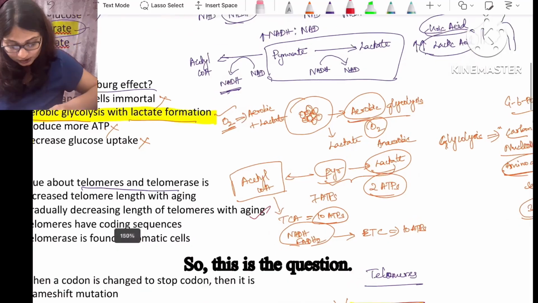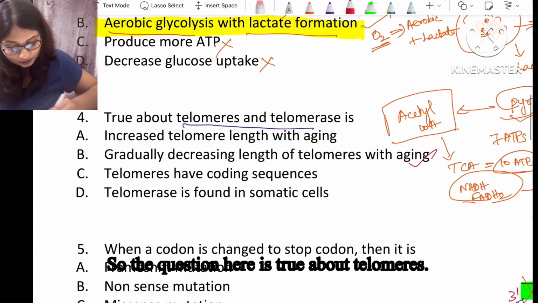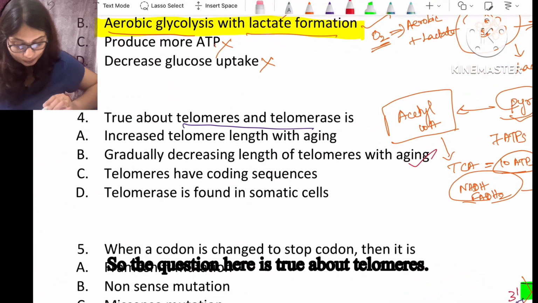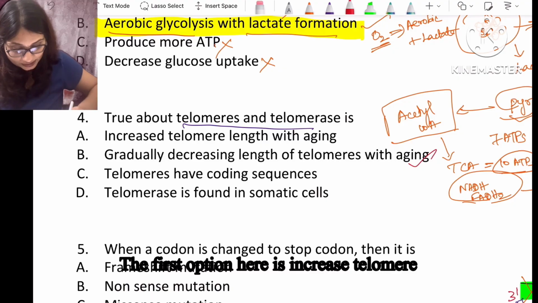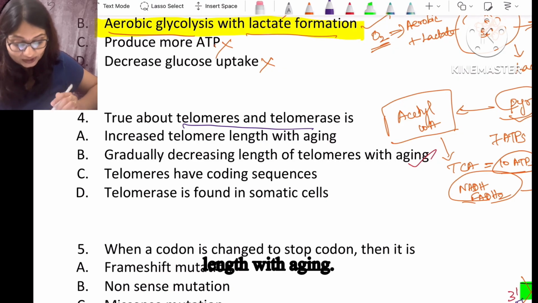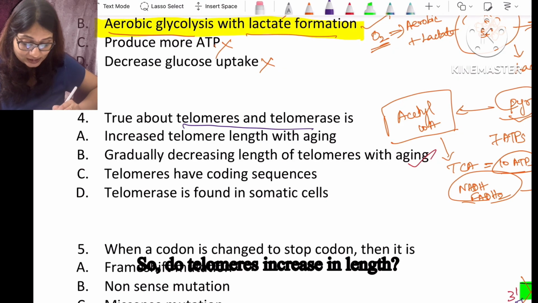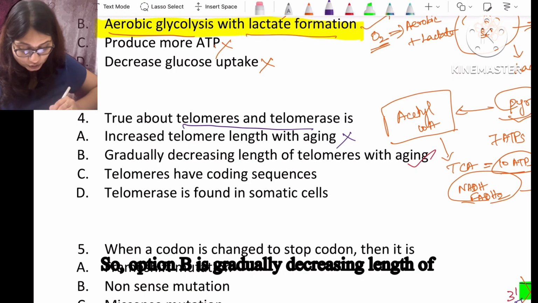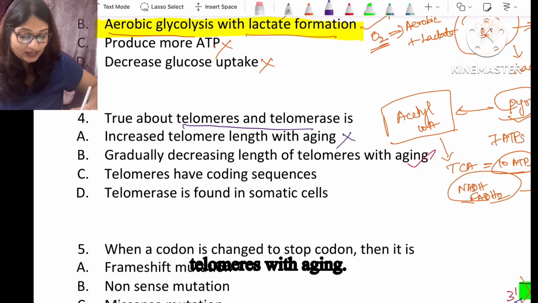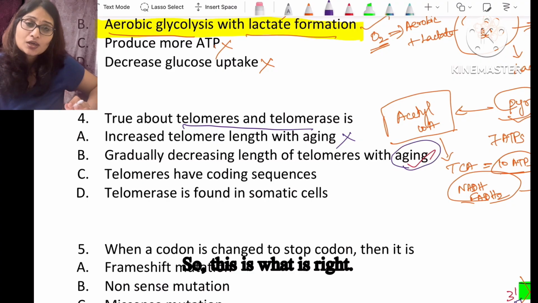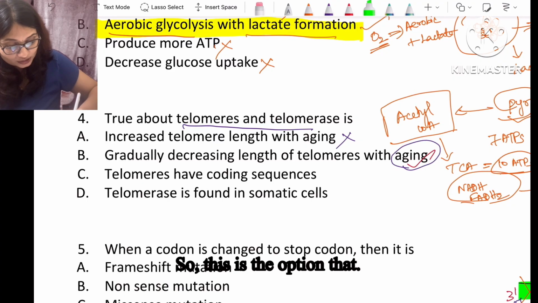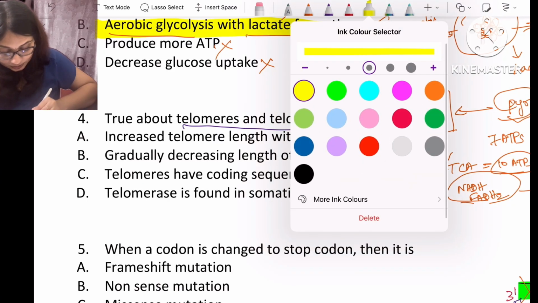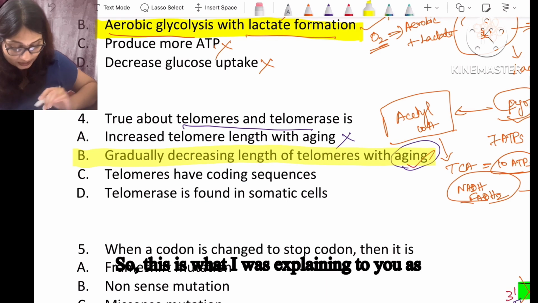This is the question. Which is true about telomeres? The first option is increase in telomere length with aging. Do telomeres increase in length? No, they actually decrease in length. So option B, gradually decreasing length of telomeres with aging, is right. This is what I was explaining to you as well.